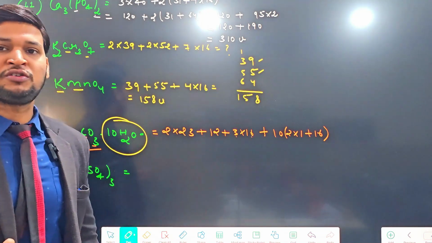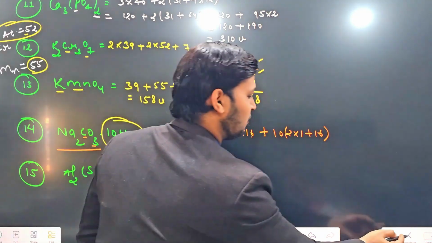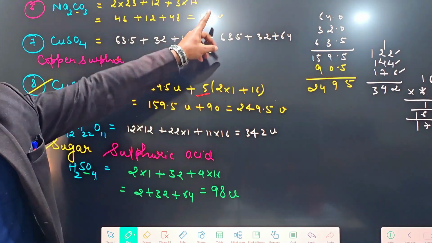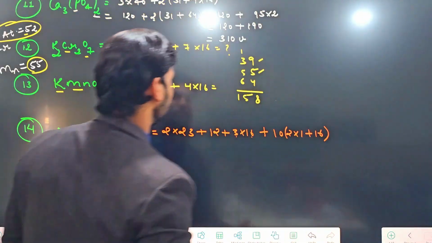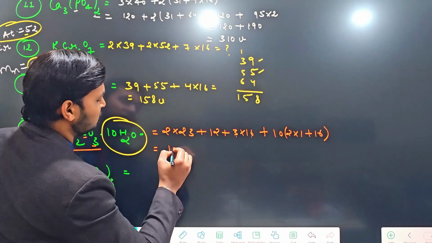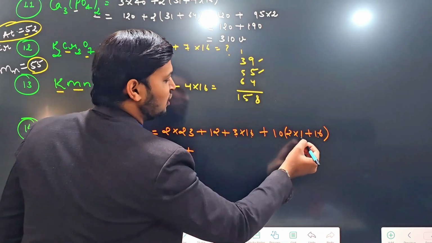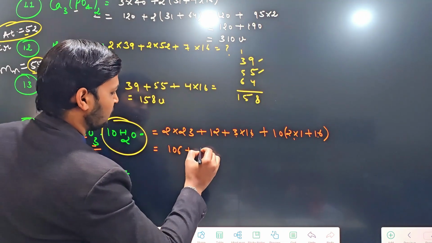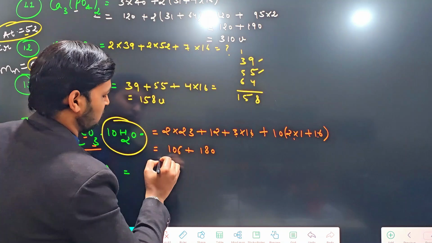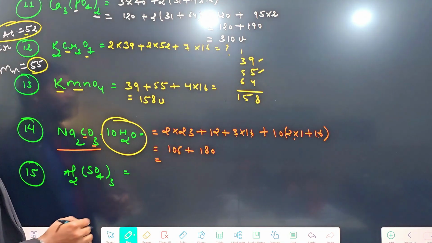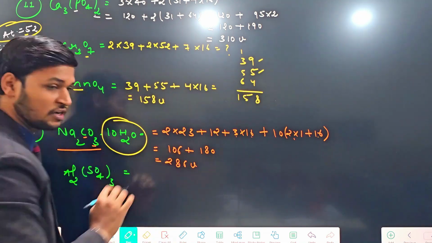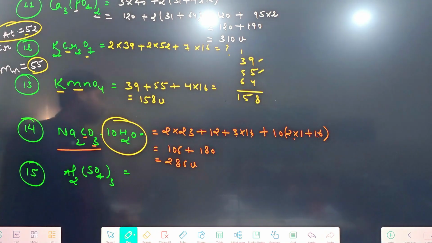In total, how much will you get? 106. Let me show you. See, Na2CO3 mass is 106. So directly I am writing here 106, right? 106. And we know that, beta, 16 plus 2 is 18. 18 times 10. So how much will you get here? 286. Is that clear? Last question, beta, again.